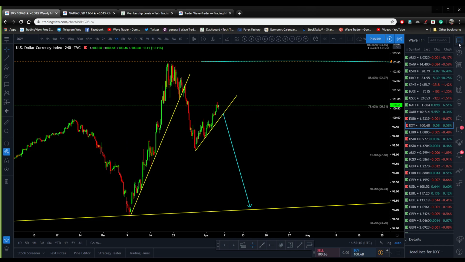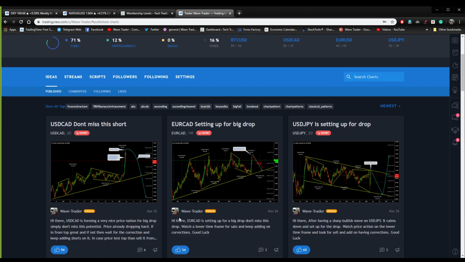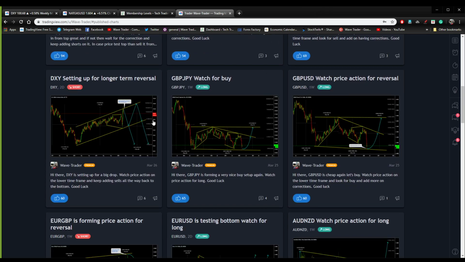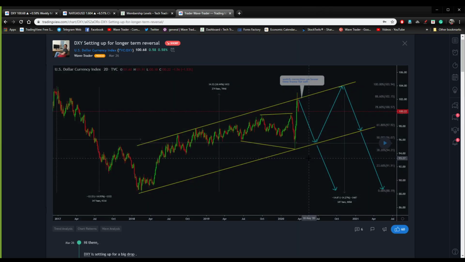Now let's look at the dollar index. So chart is this. We are longer term bearish on the dollar.